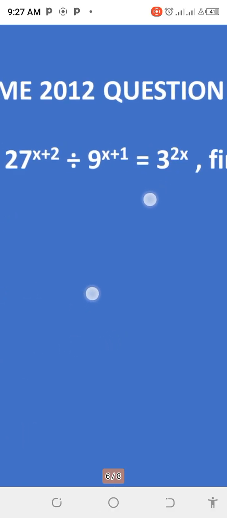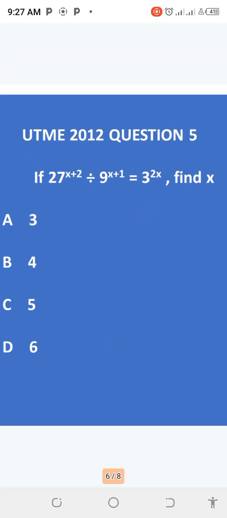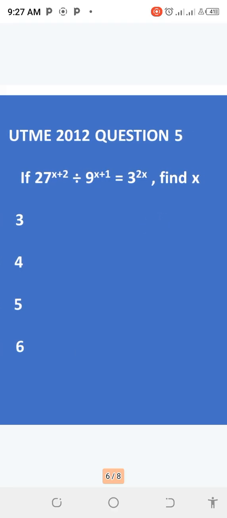Now, our next question is taken from UTME 2012, question 5. It reads: if 27 raised to power x plus 2 divided by 9 raised to power x plus 1 is equal to 3 raised to power 2x, find x.